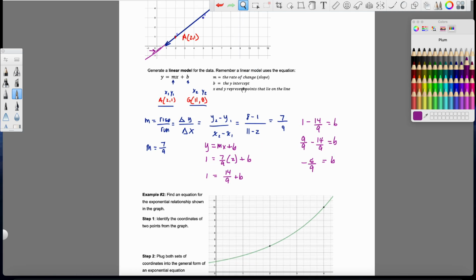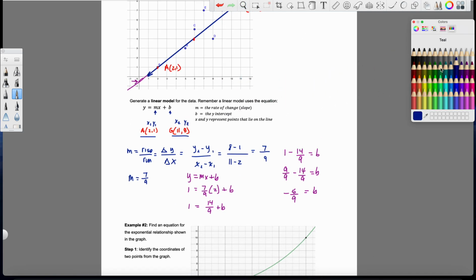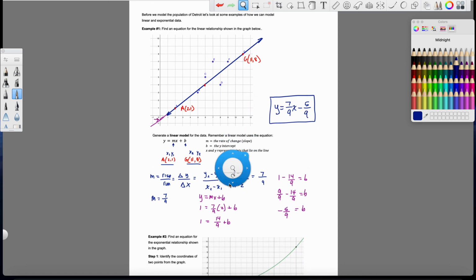So let's put the whole thing together. Our equation is y equals m, which is 7/9, x minus 5/9. Okay, that's the equation that models our data on this scatter plot.